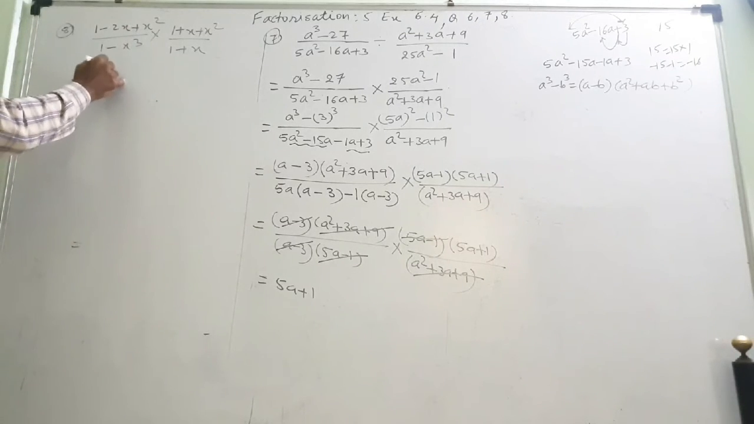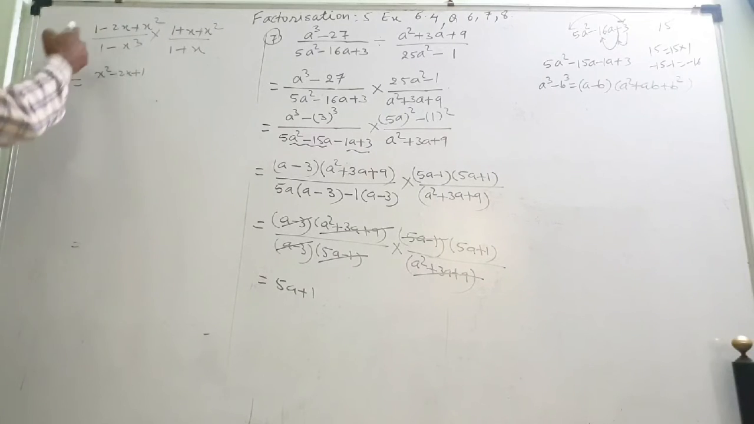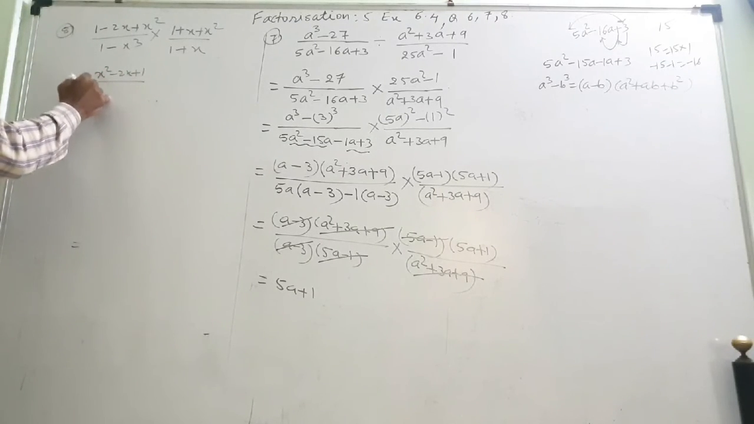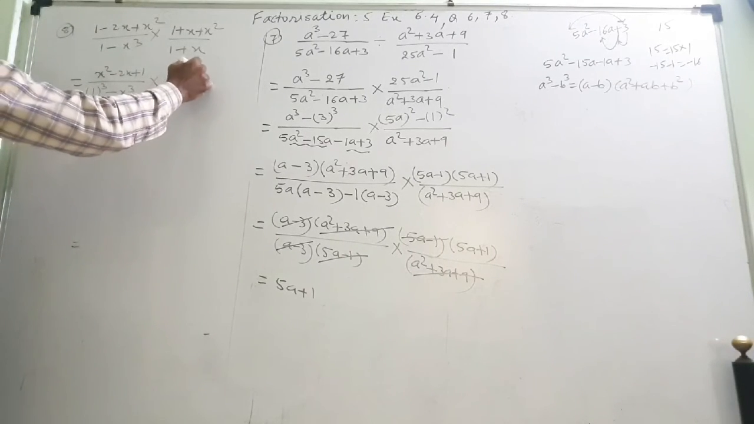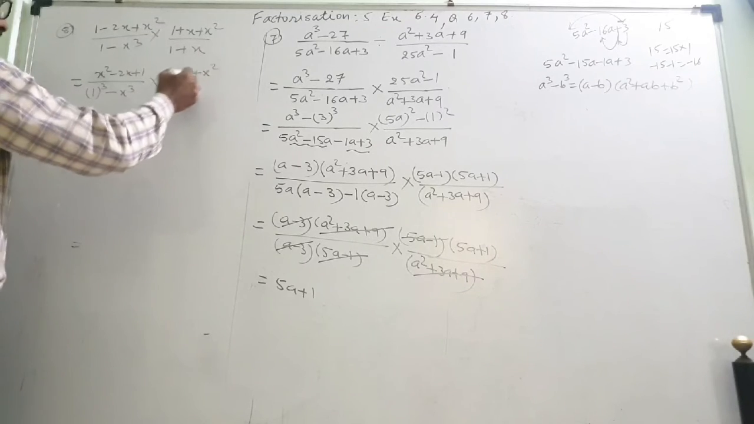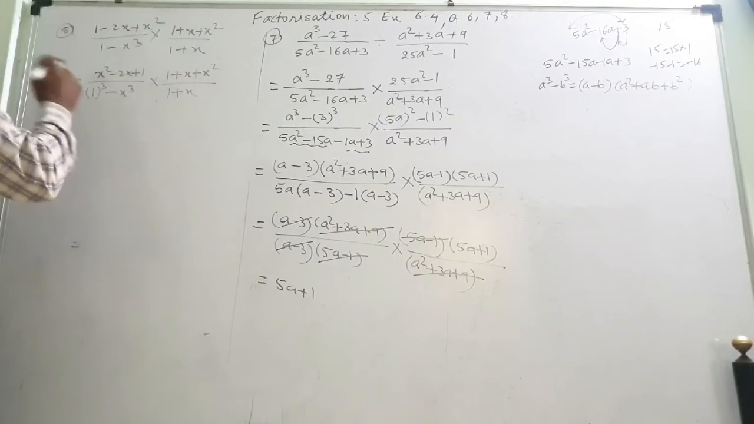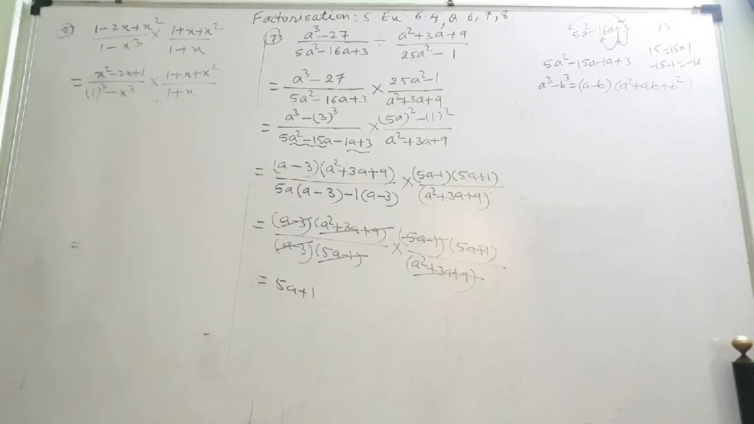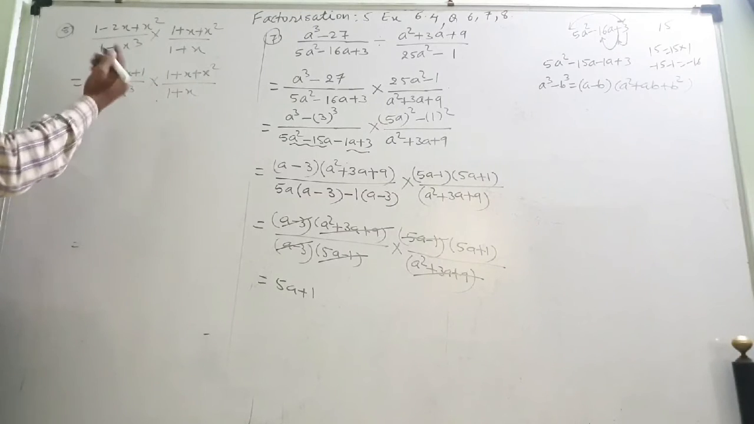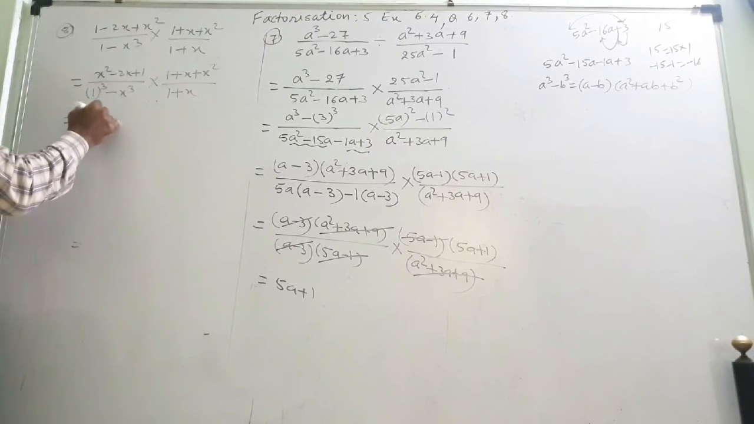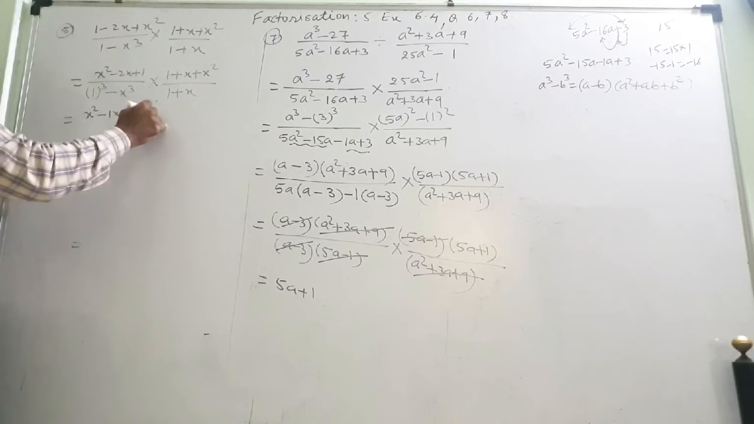This square term, x square minus 2x plus 1, this way I will write. This 1 cube minus x cube into, this will be 1 plus x square, or you can change the sequence, that is up to you, and 1 plus x. So what we have to do is, we have to factorize this. Find the factors of 1 such that their addition is minus 2. 1 1 are 1. So this will be x square minus 1x minus 1x plus 1.